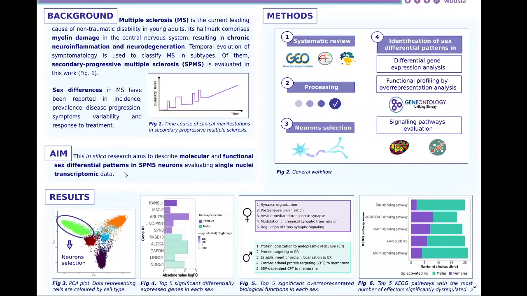This data was obtained by performing a systematic review in public databases and following the PRISMA guidelines. The second step was processing the selected data, which included several sub-steps that ended up with the cell type annotation. This step allowed us to identify the neurons we were looking for. Finally, we performed statistical analysis to identify sex differences in gene expression, and functional profiling, analyzing biological processes from the Gene Ontology, and signaling pathways from the KEGG database.